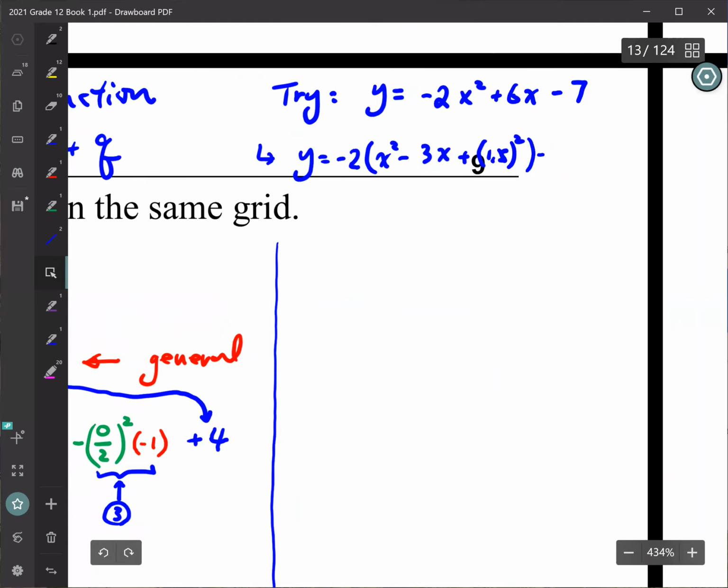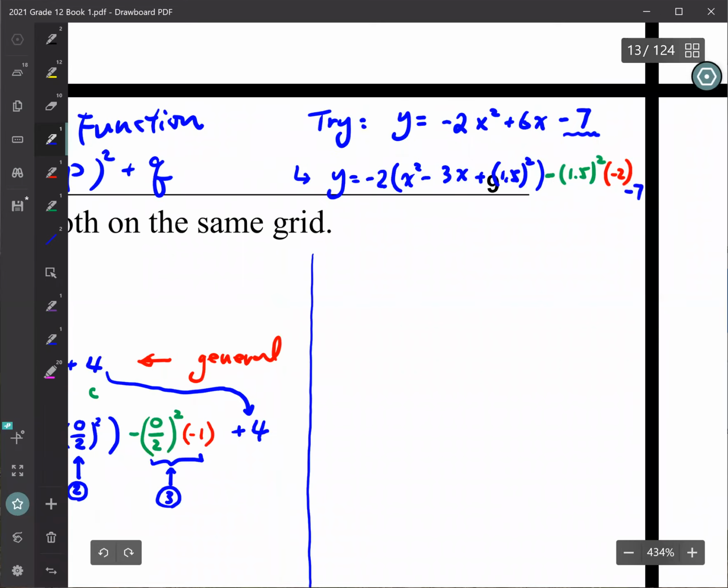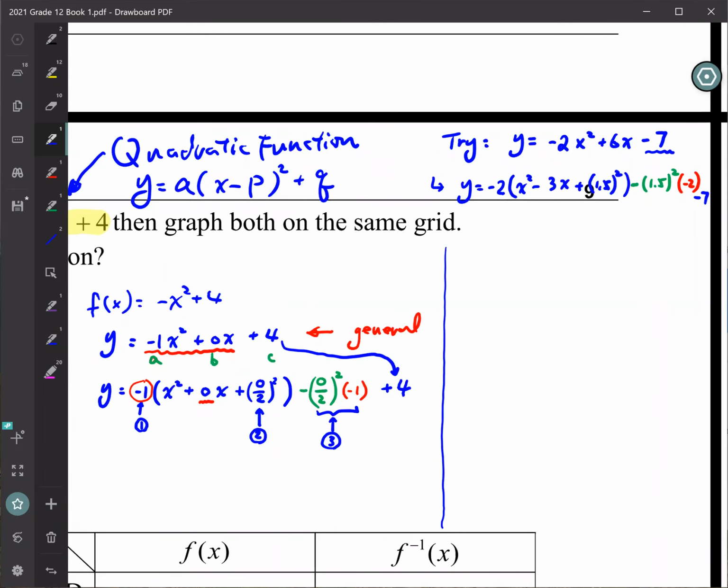Okay, so how do I write out the step 3? Minus 1.5 squared, and then in brackets -2. Okay. Times it by -2. So that's your step 3. And don't forget at the end, you need to subtract a 7 because the -7 you ignored at the beginning, right? So you need to subtract 7. Okay, so that should be your step 1, 2, 3.